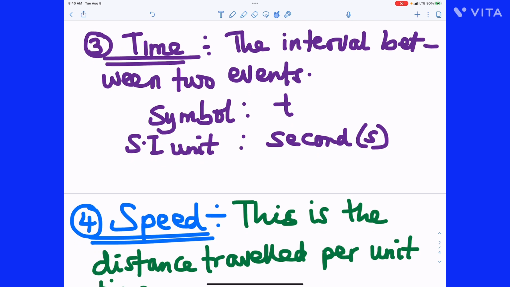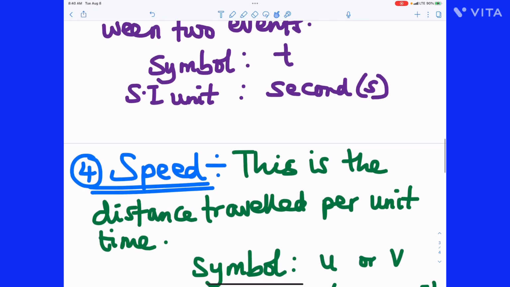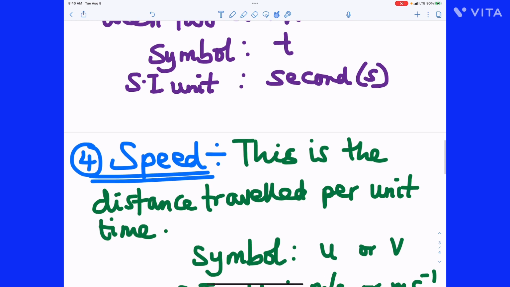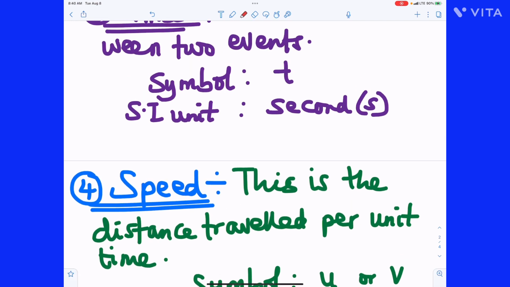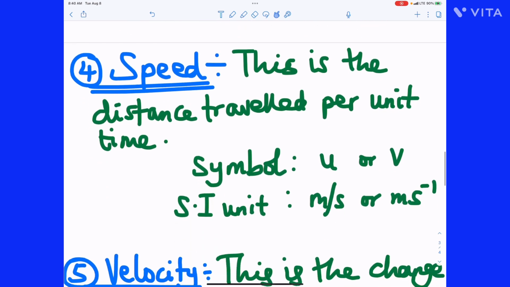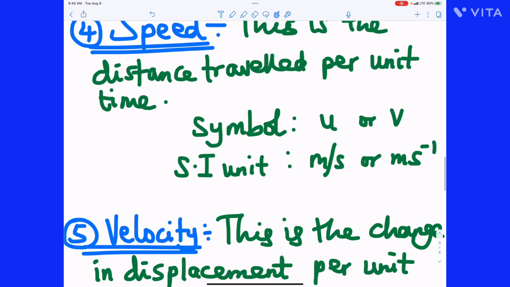Time is the interval between two events. So, for example, between the start and stop of a particular motion, the interval is called time. It's measured in seconds and it's symbolized as T. Next is speed. Speed is the distance traveled per unit time. The symbol for speed is U or V. U for initial speed, V for final speed. Both are correct. It's measured in meters per second.